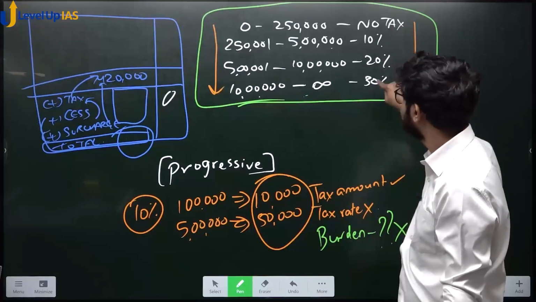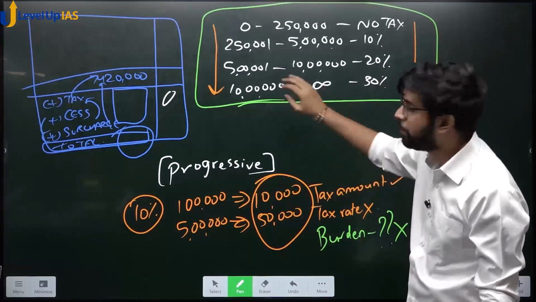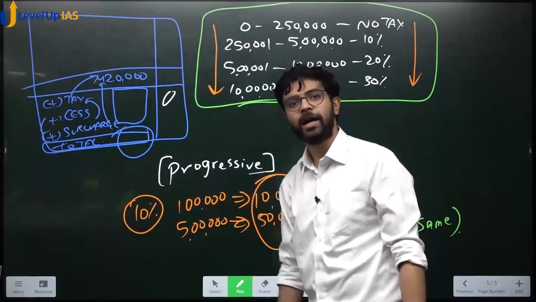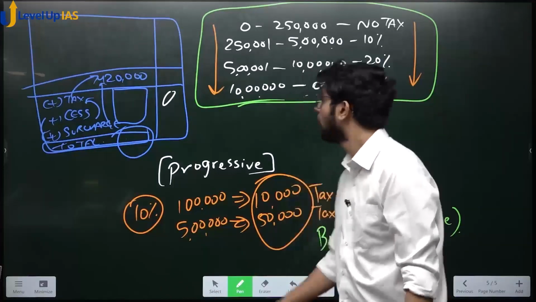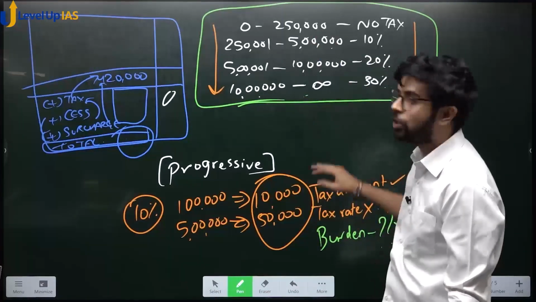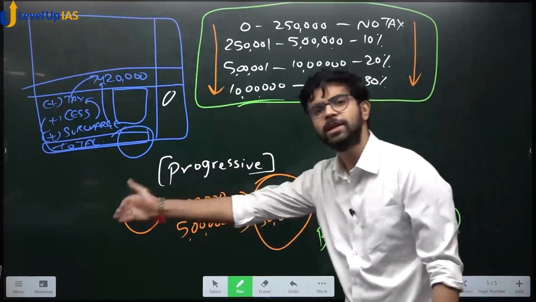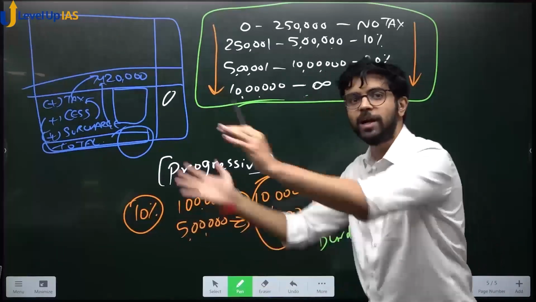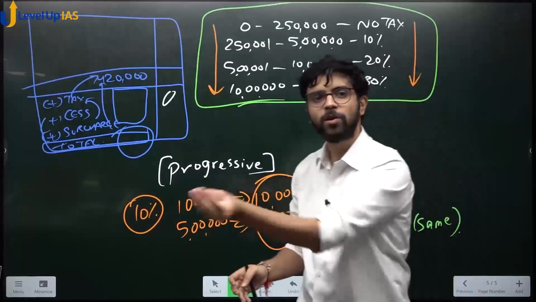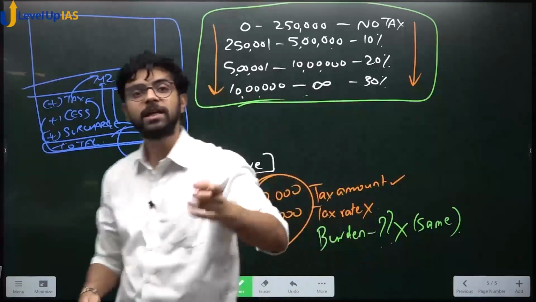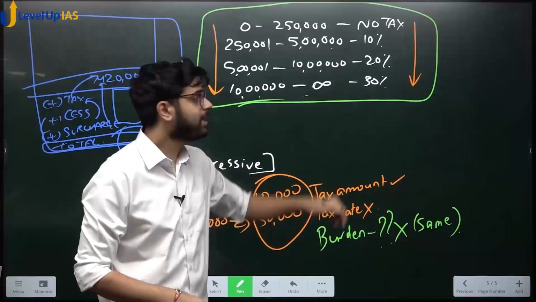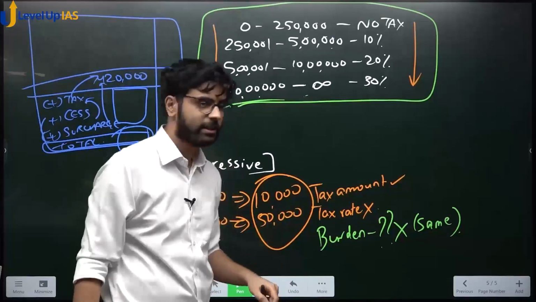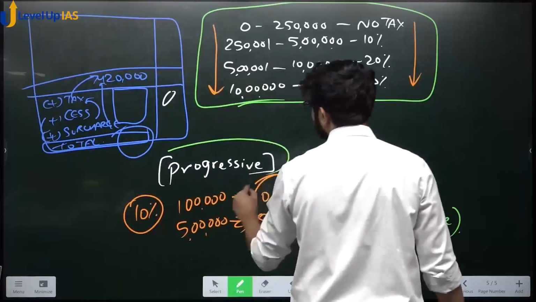Your tax rates are increasing. So if you are earning more than 10 lakh rupees, you have to part away with 30% of your income. If you are earning 5 lakh rupees, suppose, you have to part away with only 10%. So if your pizza is big, you will have to give a major chunk of that pizza. If your pizza is small, one small morsel you have to give. Your burden is increasing, yes or no? Is the burden increasing with your increasing income? Yes. That is called the progressive system of taxation.